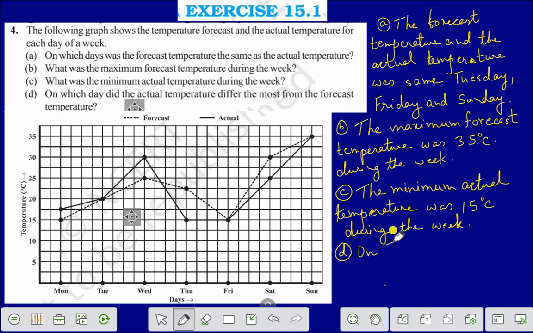That means you can say on Thursday, the actual temperature differs the most from the forecast temperature.